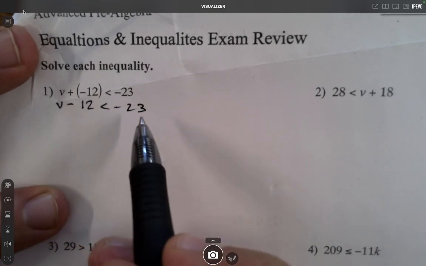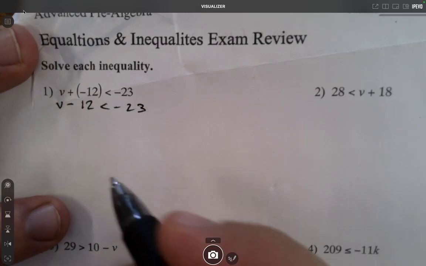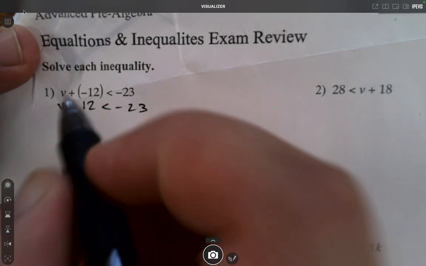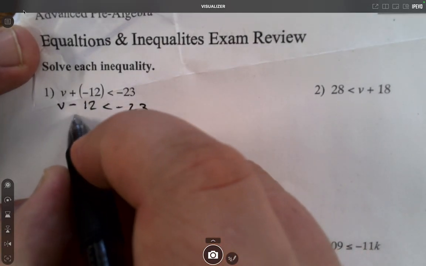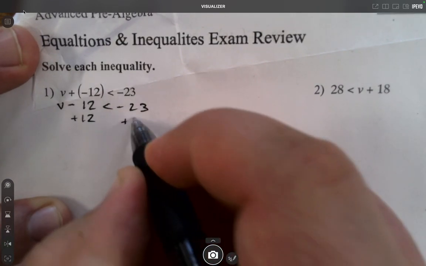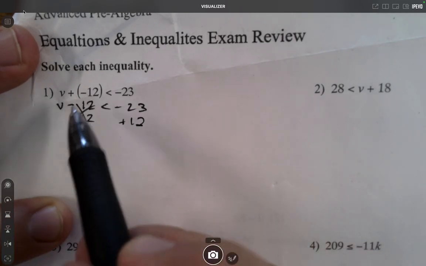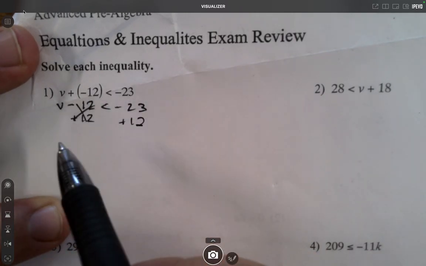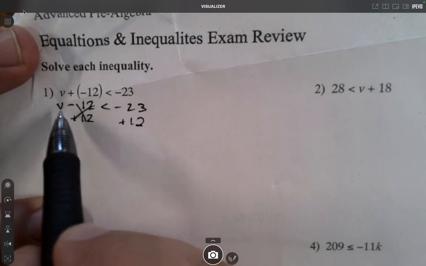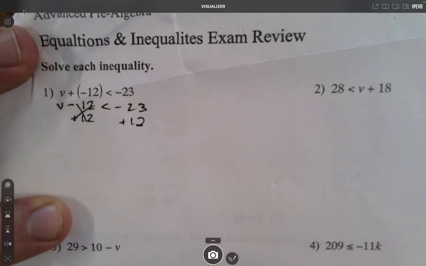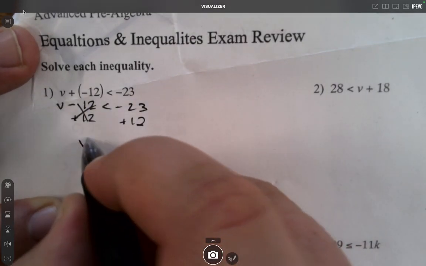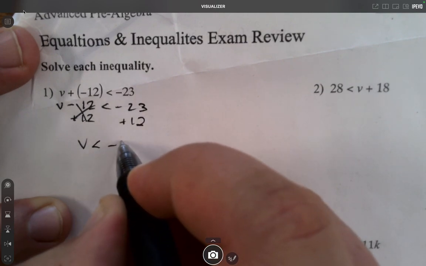And you don't have to do this, but I'm showing you this step to hopefully help you see why the correct thing to do to get rid of a negative 12 is to add 12 to both sides. That's the only way we can cancel it out. And you can do it in this first step, just add 12 to both sides, that's fine. But I wanted to help you understand why adding 12 is the answer. So then we get v is less than negative 11.